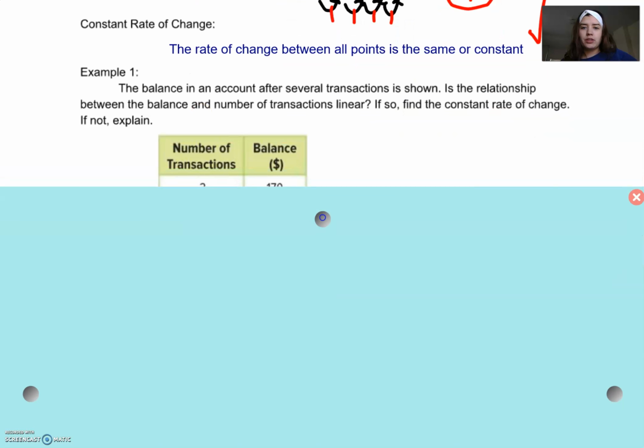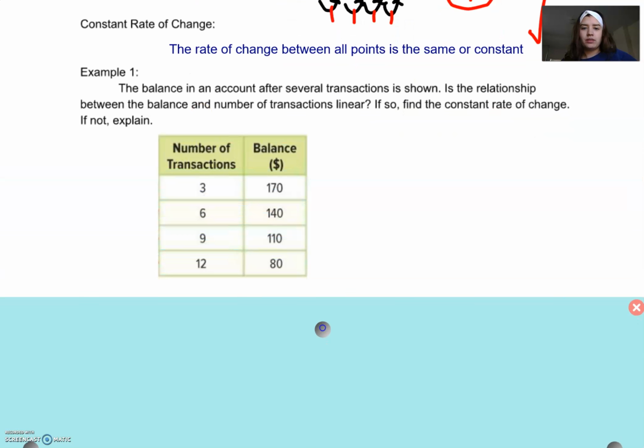We're going to go down to example 1. We have a balance in an account after several transactions as shown. Is the relationship between the balance and number of transactions linear? If so, find the constant rate of change. If not, explain. So our number of transactions is going to be our x values, and our balance is going to be our y values, like the above graph that we talked about.